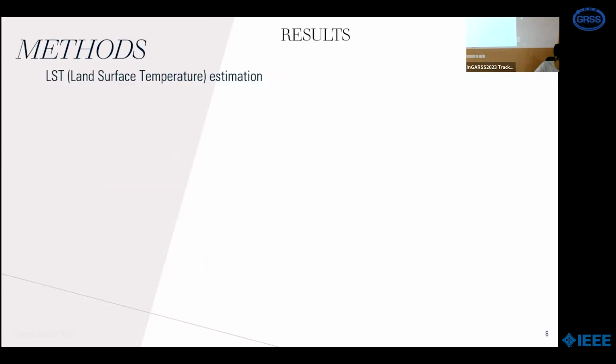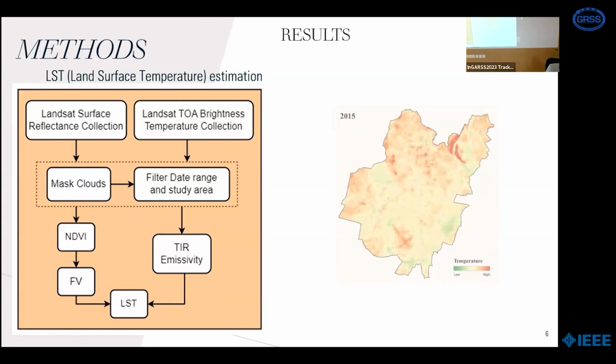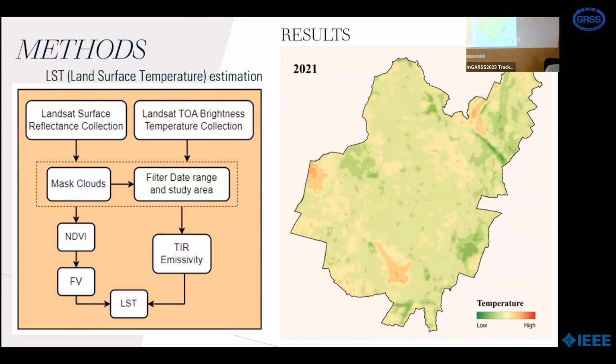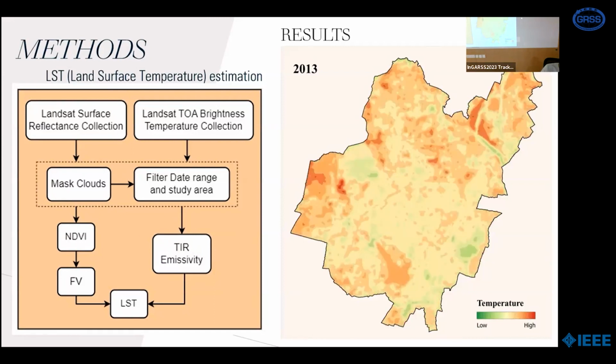For LST estimation, first we masked clouds and filtered both of the collections of Landsat to the date range and study area. Then NDVI, that is normalized difference vegetation index, and fractional vegetation were calculated from the Landsat surface reflectance collection. Emissivity was calculated from the top of the atmosphere brightness temperature collection. Then LST was calculated by a single channel algorithm. Here are the results of estimated LST for each year from 2013 to 2023, as shown in the GIF.